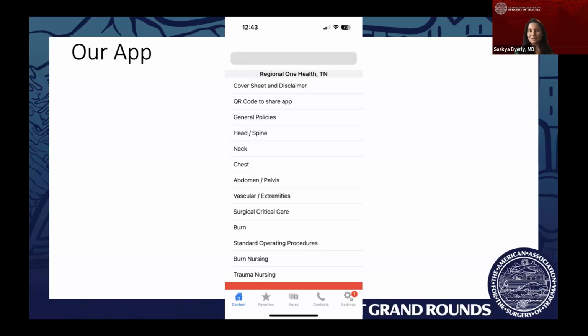People are used to using apps. Every time you reopen it, it'll just load the latest version of everything, which I think is super helpful. So I'm just showing you when you open the app. I was going to show you a screenshot from my actual phone, but then I didn't want you to see all my other apps. So I'm just showing you within the app. It's divided into different sections. So for this, you would go to the surgical critical care section.